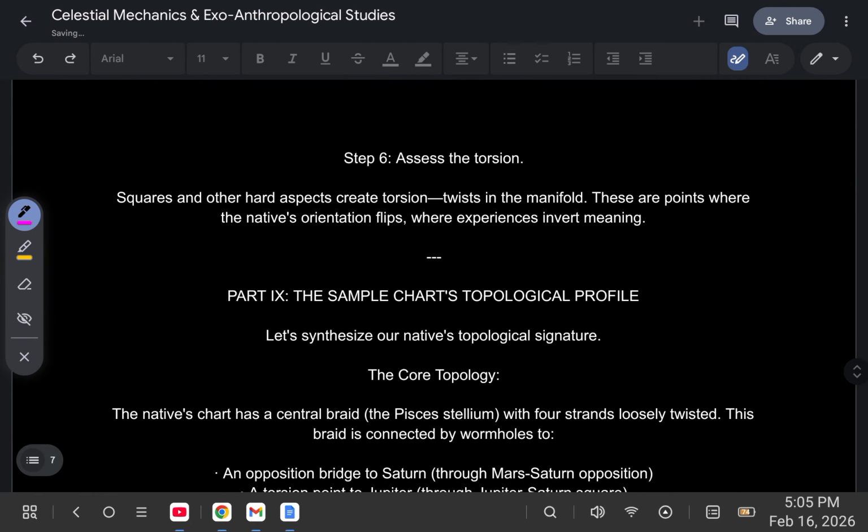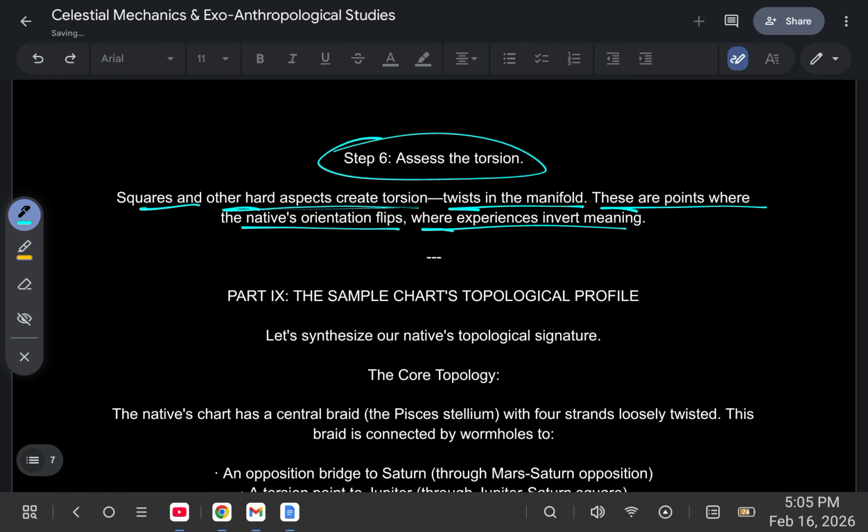Step 6, we assess the torsion. Squares and other hard aspects create torsion, twists in the manifold. These are points where the native's orientation flips and where experiences invert meaning.